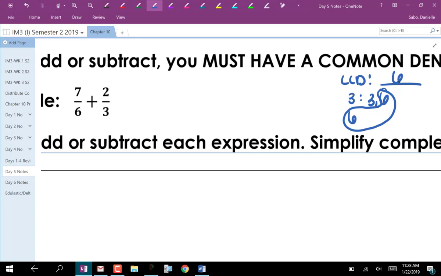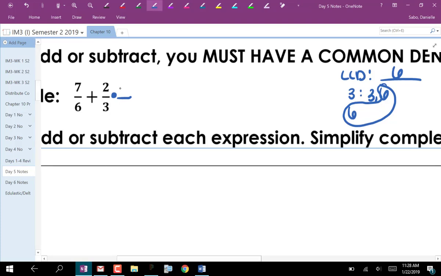I think that's the hardest part, is just figuring out what your least common denominator is. So what would I have to multiply the 3 by to get 6? 3 times what number gets me 6? 2. Okay, so I have to multiply by 2 over 2. And the reason why I can do that is because 2 divided by 2 is 1. And 1 times anything is itself. So you're just manipulating the problem.